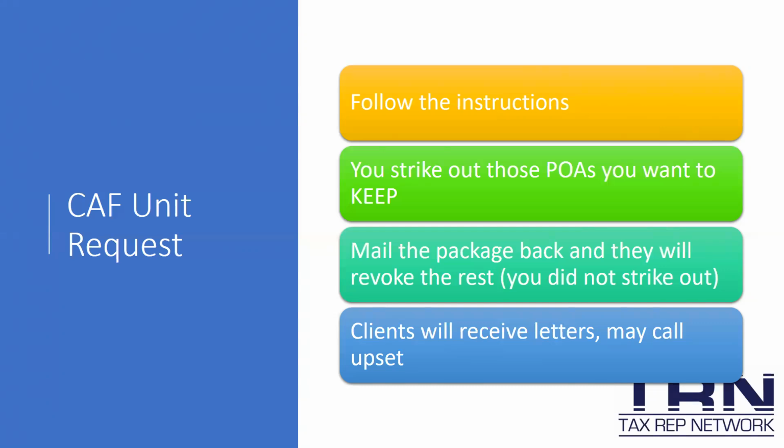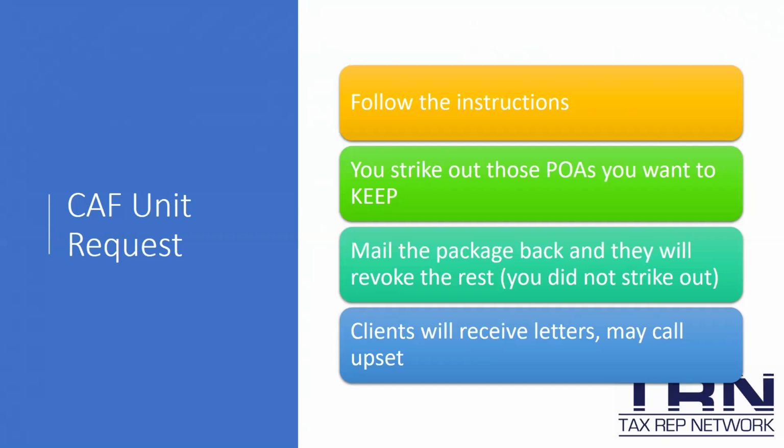The way that you do this, they give you instructions, but as I recall, the instructions are basically this. You go through this listing, so you have to print the whole thing out, which is just brutal. But you print the whole thing out. I suggest single-sided, not two, because the next thing you need to do, if you want to keep the power of attorney on file, is strike it out. Meaning, what you're going to do is send this package back. And when you send the package back, what you're saying is revoke all of these, all right? However, if I've struck them out, I want to keep them.